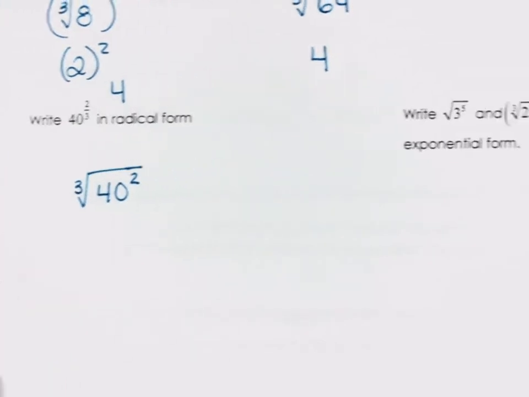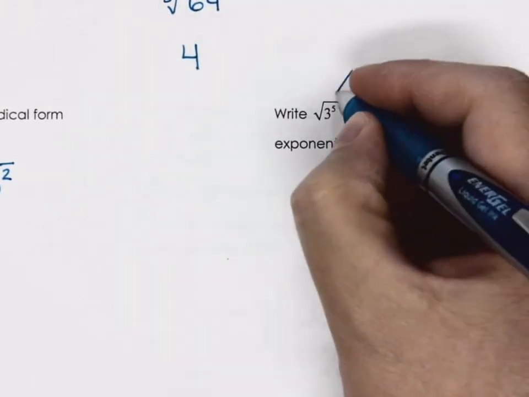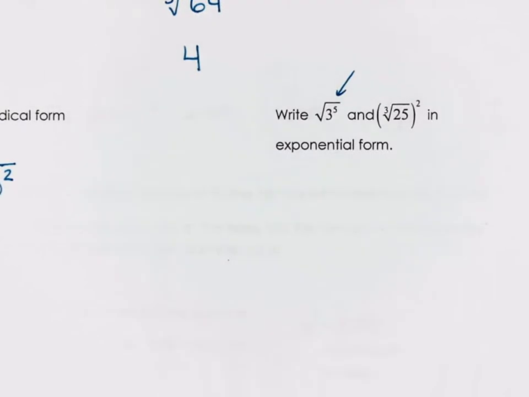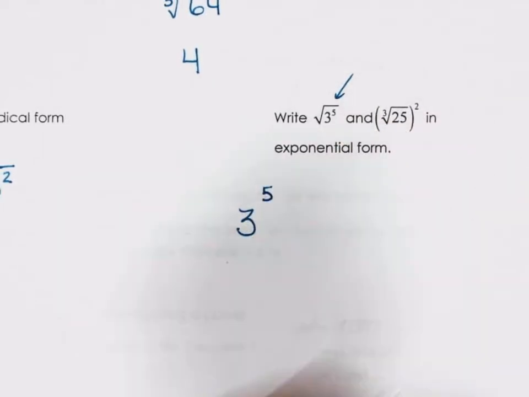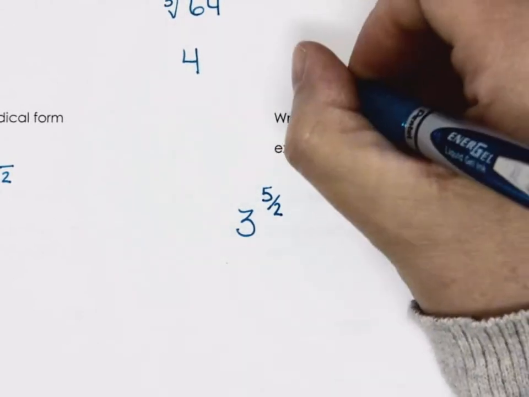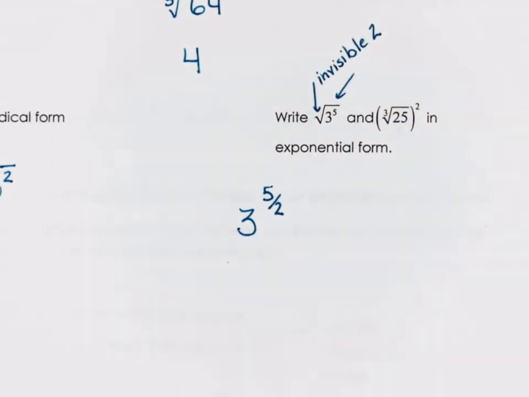Okay, let's swap. Let's do it in the opposite order. Let's write this as an exponent. Base number of 3, my numerator is going to be the exponent, so 5. And what is the denominator of that? 2, because it's a square root. That is the invisible 2 on square roots. Everything else has a number on it.